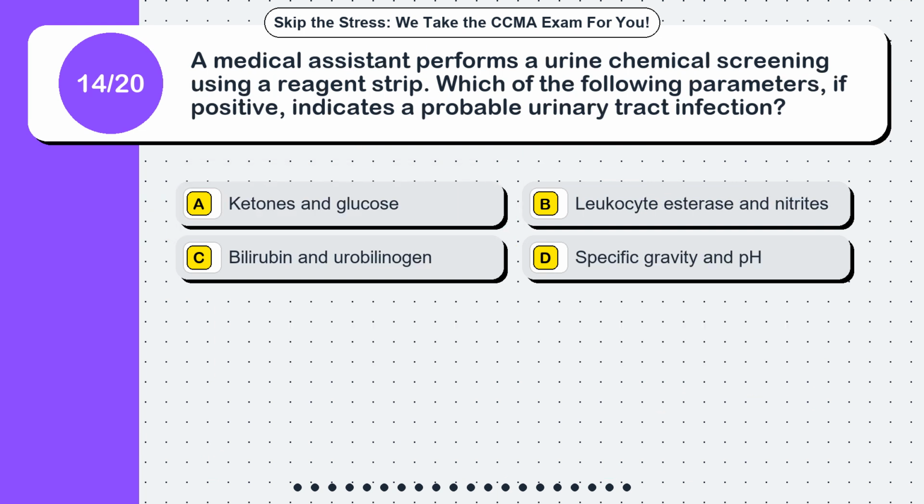Question 14. A medical assistant performs a urine chemical screening using a reagent strip. Which of the following parameters, if positive, indicates a probable urinary tract infection? Option A, ketones and glucose. Option B, leukocyte esterase and nitrites. Option C, bilirubin and urobilinogen. Option D, specific gravity and pH.